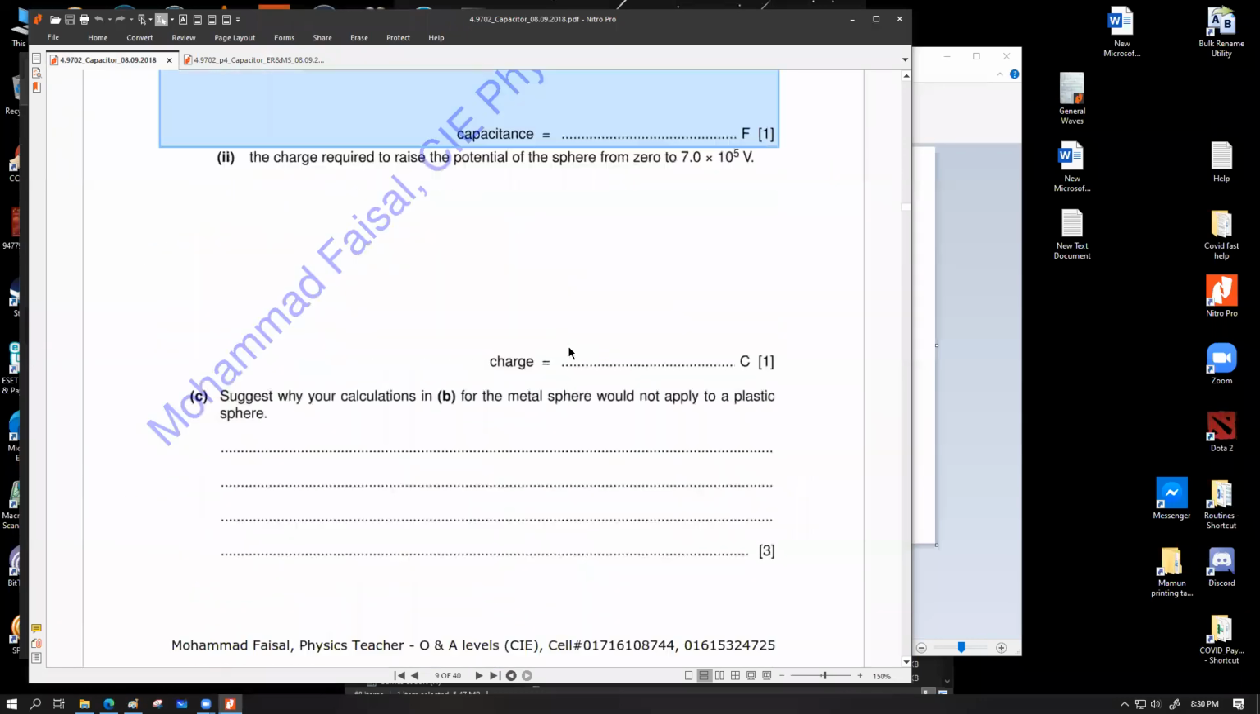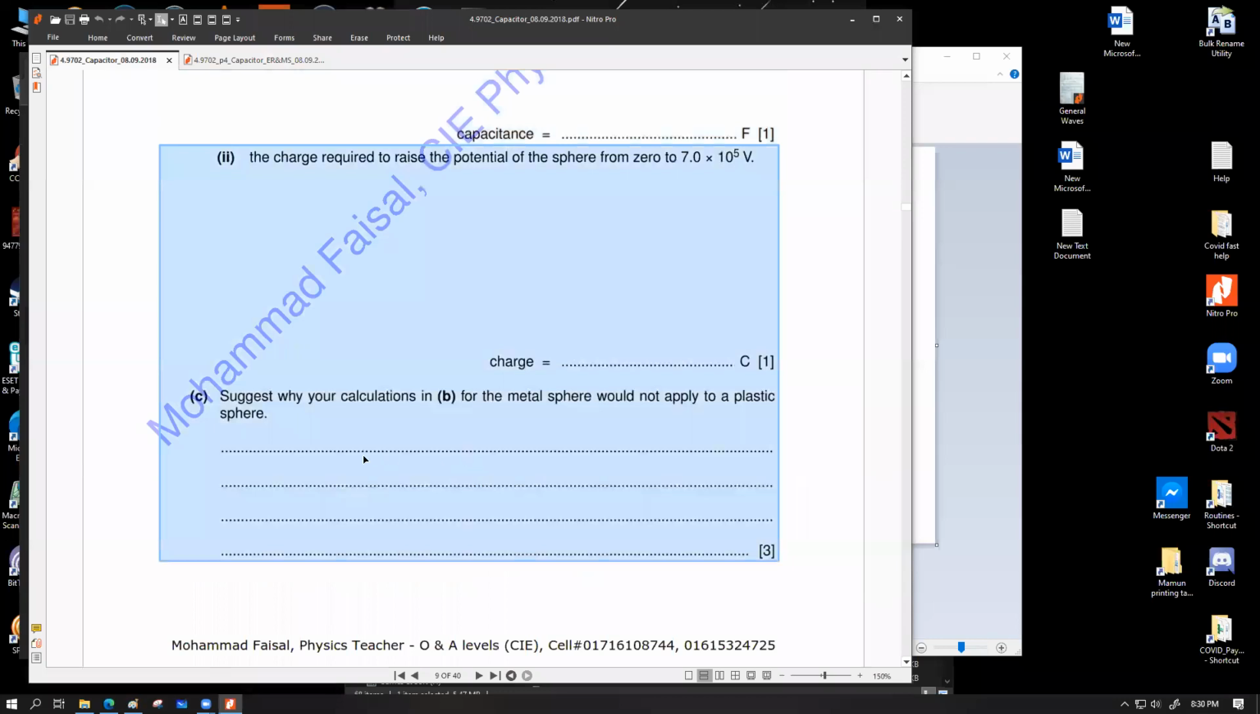Such wire calculation B for a metal sphere would not apply to a plastic sphere. Like I said a bit earlier, plastic spheres would not have uniform distribution of charge on every part of the whole sphere. Different parts are going to have different amounts of charge and different amounts of voltage because the charges cannot flow around. So you cannot calculate the same capacitance for a plastic sphere.